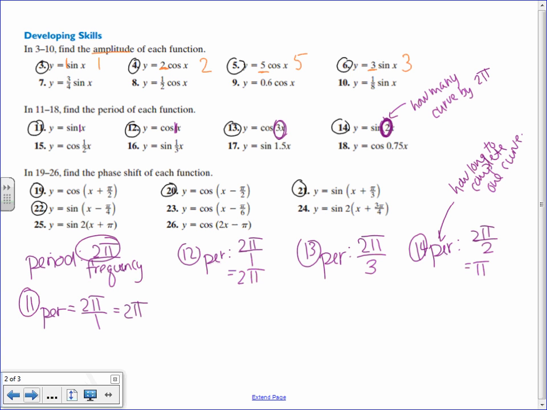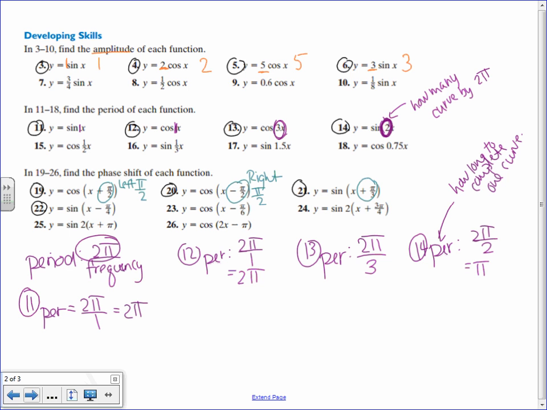Okay? And 19, 20, 21, 22, we didn't talk a whole lot about phase shift, but just remember that phase shift is when you add or subtract something on the inside. So that's if this moves to the right or to the left. So for 19, I have a plus pi over 2 in here. The plus means I'm moving to the left. All right, I know you want to say you're moving to the right, but you're moving to the left pi over 2 units. So this is taking your normal cosine curve and you're moving it to the left by pi over 2. So for 20, you have a minus pi over 2. The minus means you're moving to the right pi over 2 units.